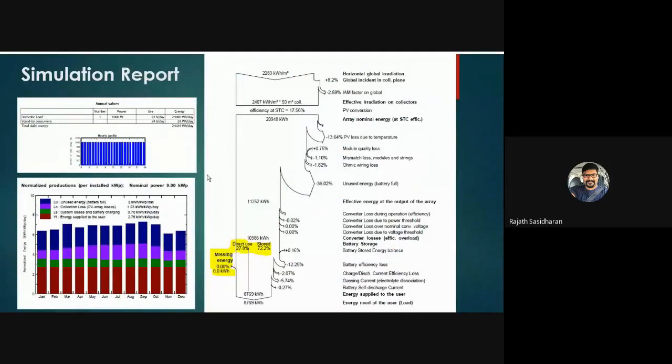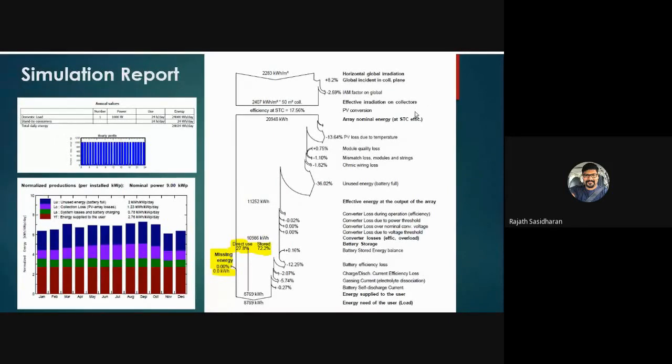When you do the simulation, you get a report out of it. And these are some snapshots from a simulation report. I've highlighted a few things. There are so many losses associated. So this is basically the array nominal energy, whatever you get out of the system, right? And as you come down, these are all the losses happening in between along the way. There are charge controller losses, efficiency losses, power threshold losses, converter losses, and the battery efficiency losses. There are so many factors affecting it.